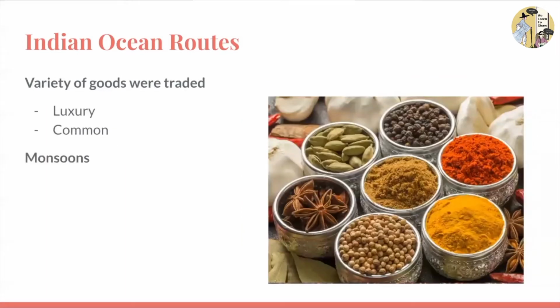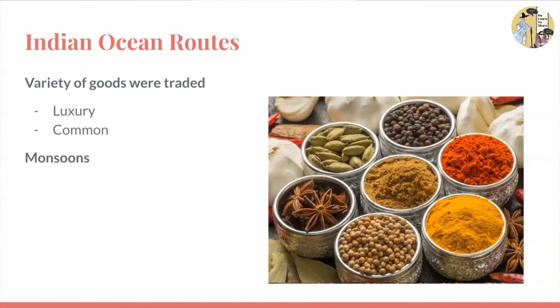Through the Indian Ocean routes, a larger variety of common and luxury goods were exchanged in comparison to the Silk Road, since a ship can carry more goods for a cheaper price than in comparison to a camel, which were used on the Silk Roads. Some examples of the goods transported through the Indian Ocean routes included, for luxury, porcelain, spices, cotton, ivory, and gold, and some examples of the common goods traded through the Indian Ocean include wheat, sugar, and rice.